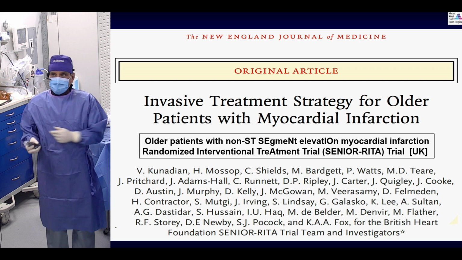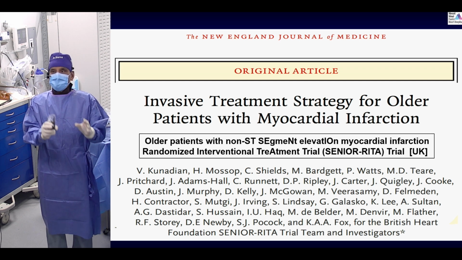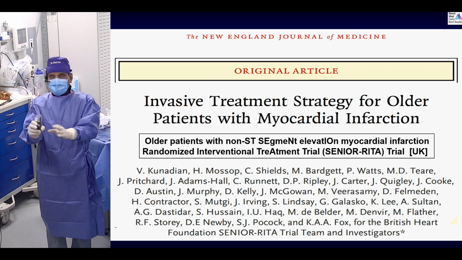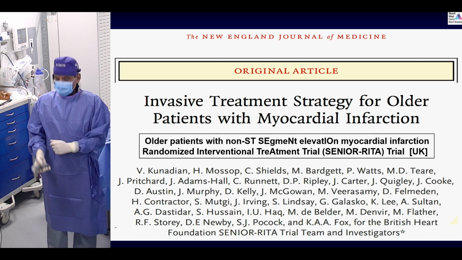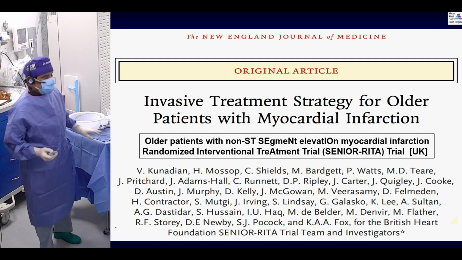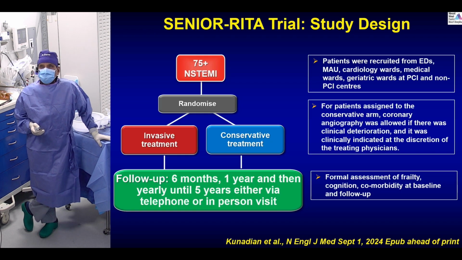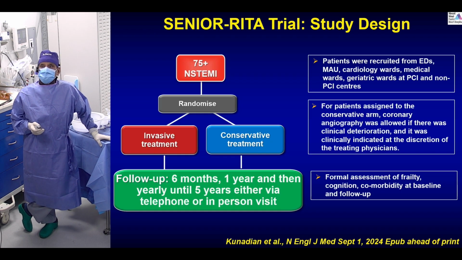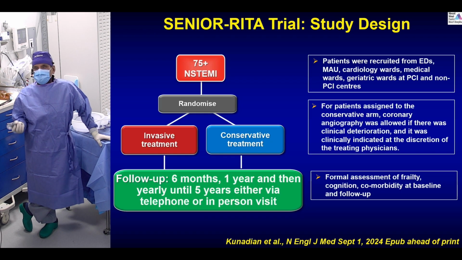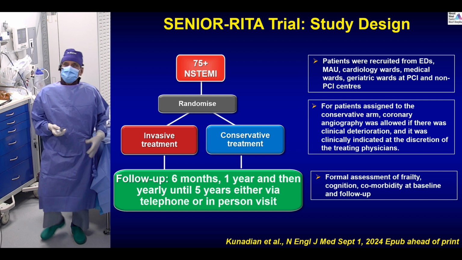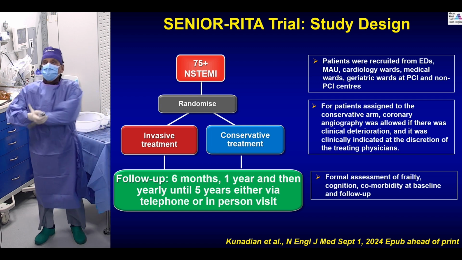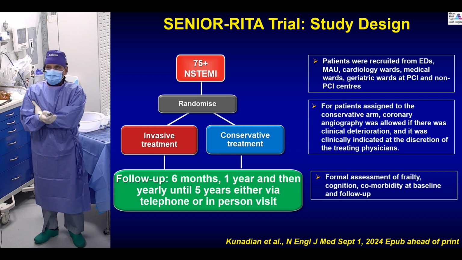Basically, remember we know there have been trials like the FIRE trial that have shown that in older patients with STEMI, PCI is good. But what about non-STEMI? This is where the trial done in the UK, SENIOR-RITA, patients more than 75 years of age, randomized to invasive versus conservative treatment. And of course, in the conservative arm, if they have unstable symptoms, they can always undergo angiography. They were followed up to 1 year to 5 years, and overall 4.2 year follow-up was presented.